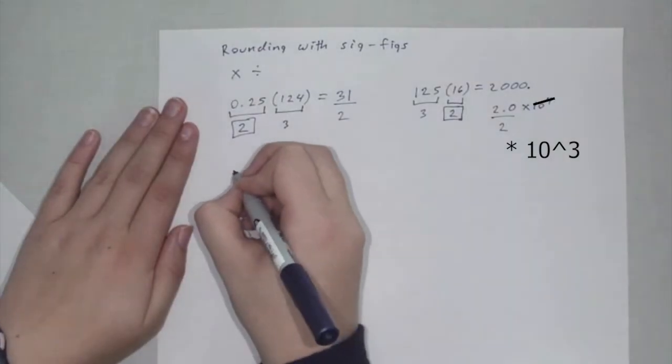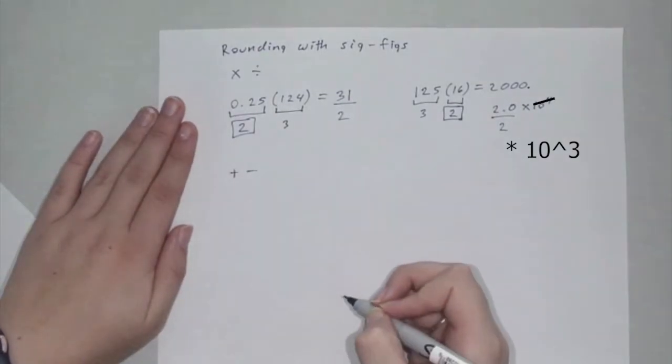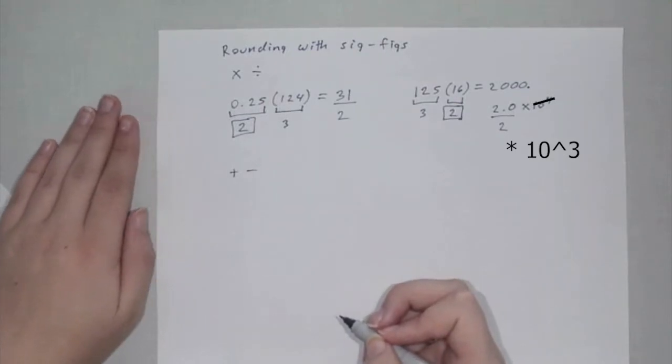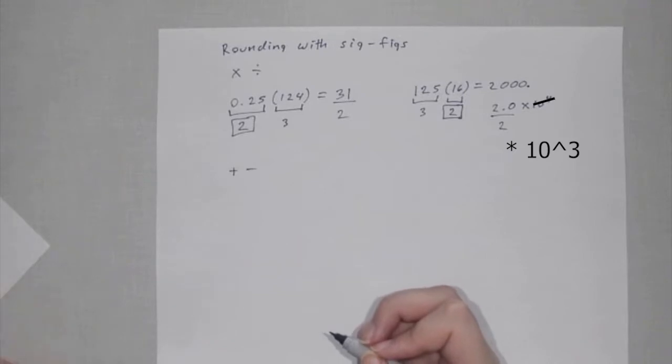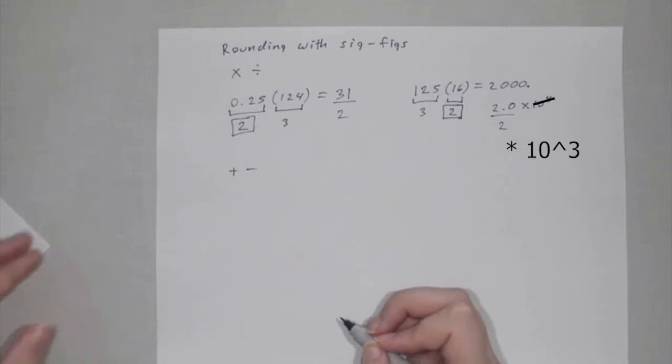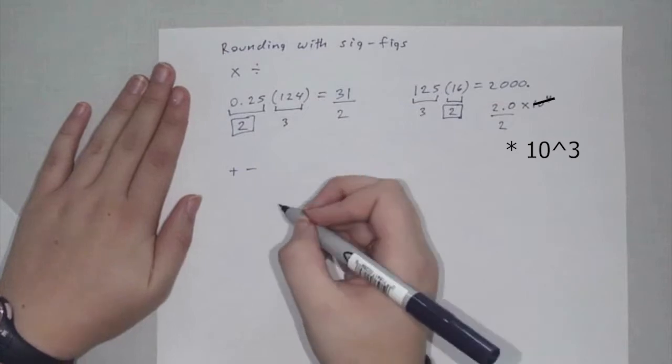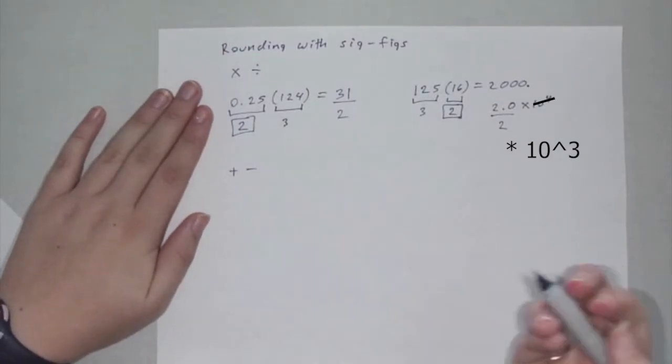So moving on to addition and subtraction, the rule here is a little bit more complicated. You need to look at the order of magnitude and the smallest order of magnitude that is certain for both numbers involved in your calculation. And this is probably easier shown in terms of an example than being explained.